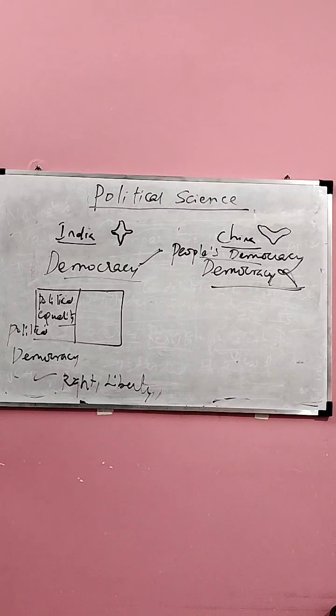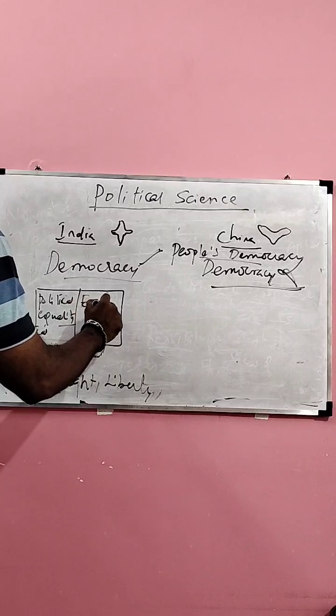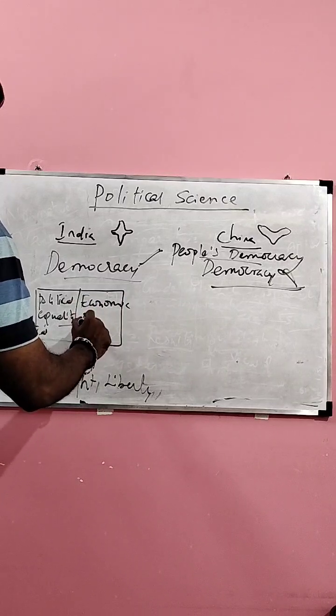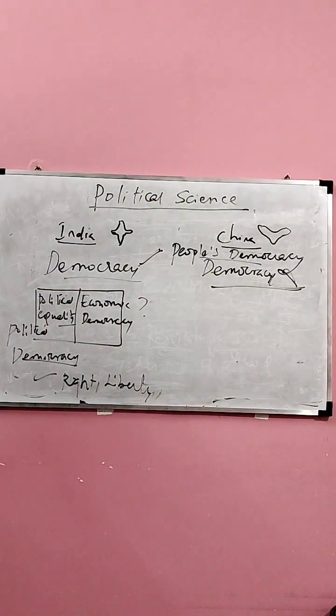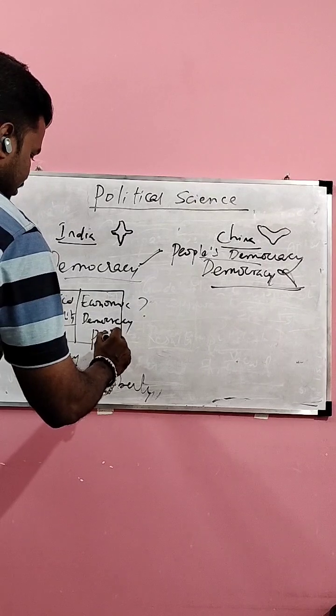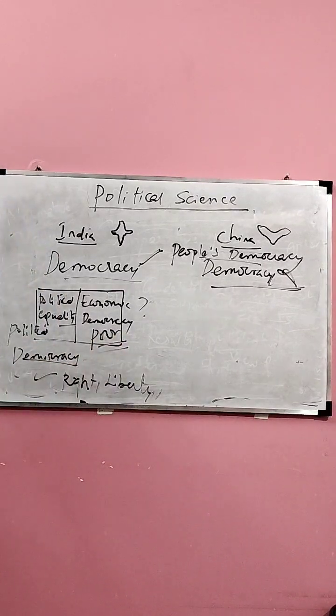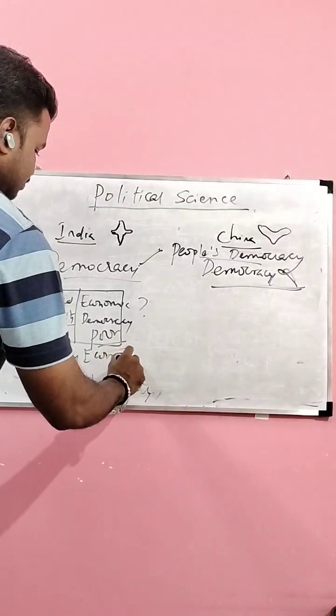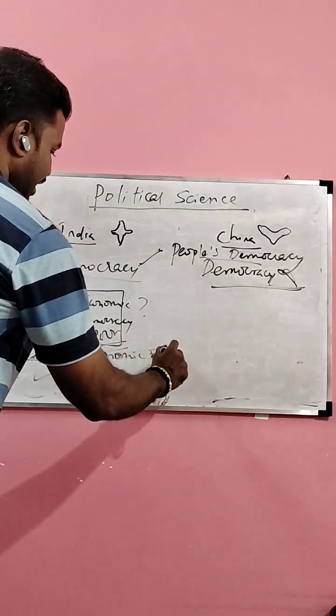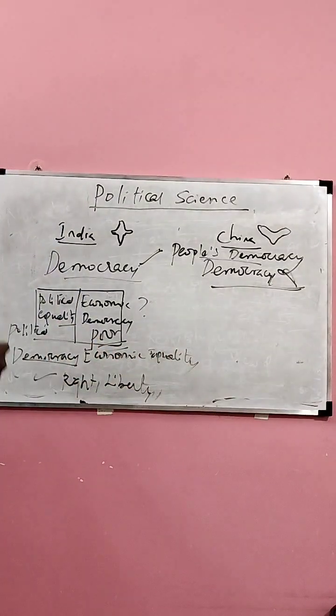Now come to the other form of democracy. It is economic democracy. Do we have economic democracy in India? This is a big question. Compared to China, economic democracy is very poor in India. What is economic democracy? Economic democracy should aim for economic equality. India has great economic inequality compared to China and many other countries.